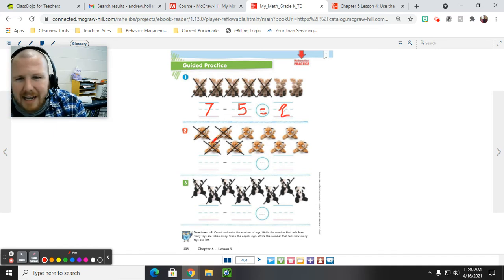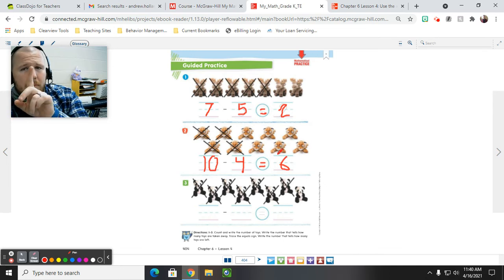So what kind of animals are these? These look like stuffed tigers. So we have 1, 2, 3, 4, 5, 6, 7, 8, 9, 10. 10 stuffed animal tigers. But how many are crossed off? 1, 2, 3, 4. So 4 stuffed animal tigers went away, and the equal sign tells us how many are left. 1, 2, 3, 4, 5, 6.